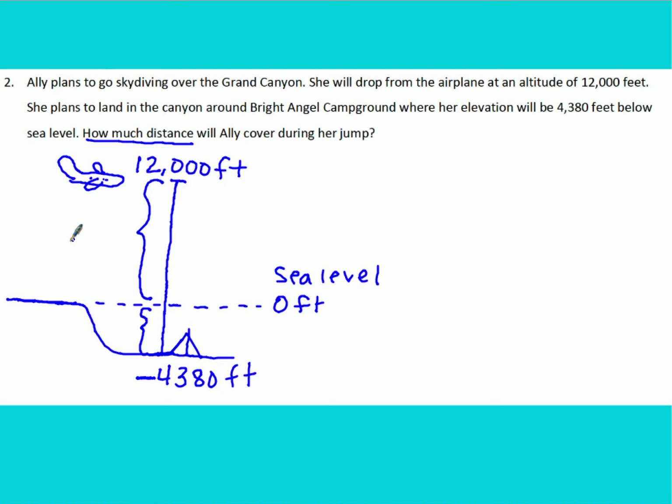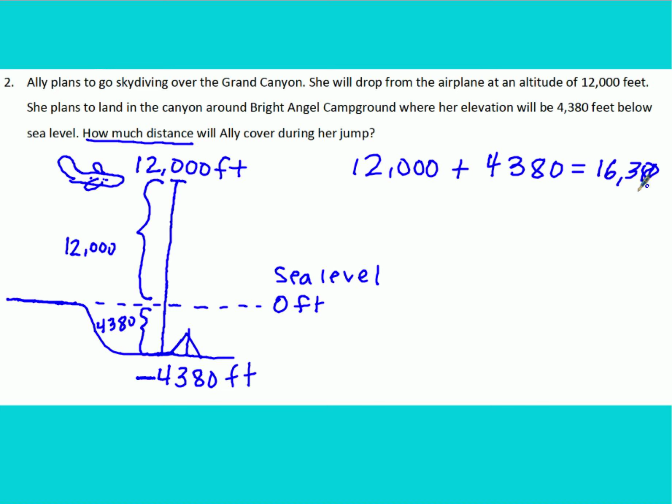We can say, well, this section is 12,000 feet. We know that's how far off the ground she is. Plus, we could add the distance that she covers from when she passes sea level to where she lands. So if we're adding that, that's another 4,380 feet that she's going. So just to add up those two chunks would get us 16,380 feet.